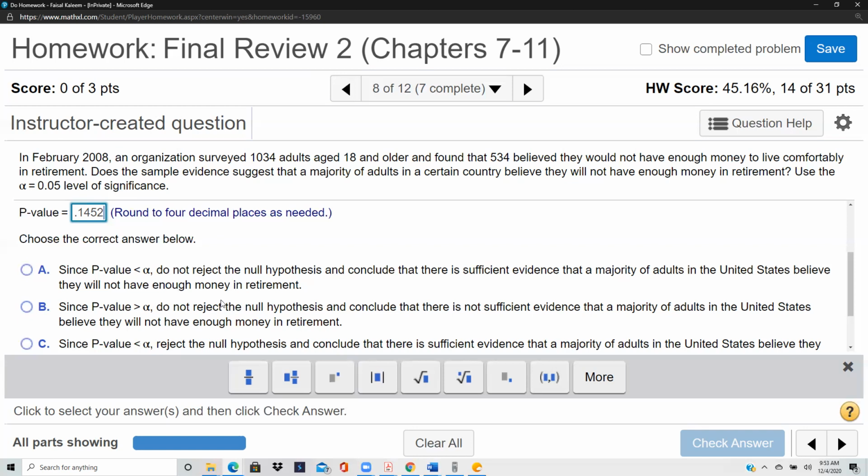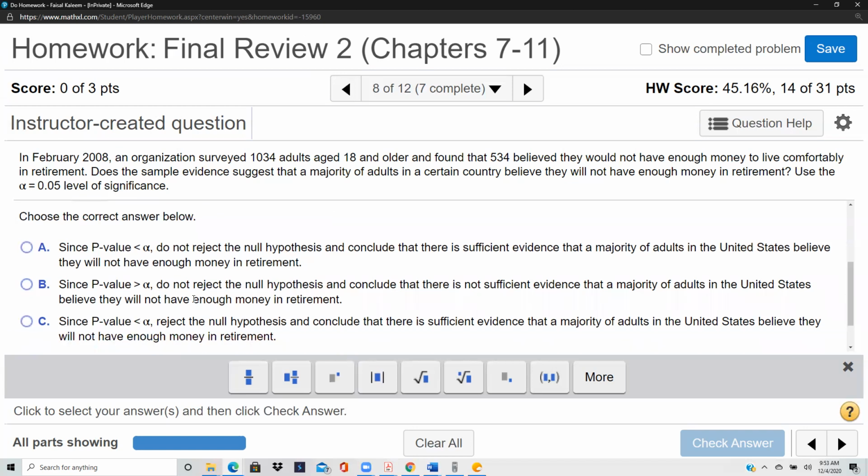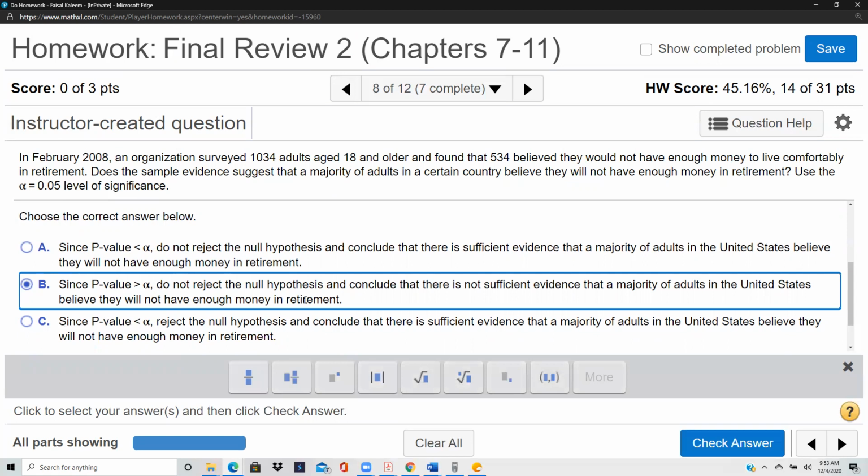And when we do not reject, then what about the evidence? There is sufficient evidence. When we do not reject, we do not have evidence. You always say this kind of thing wrong whenever you have two choices. So do not reject, there is not. They go together: do not reject means you do not have sufficient evidence.